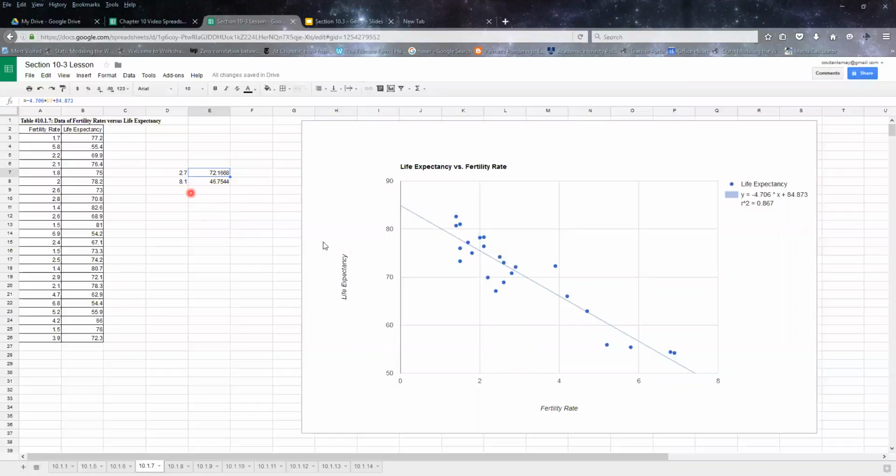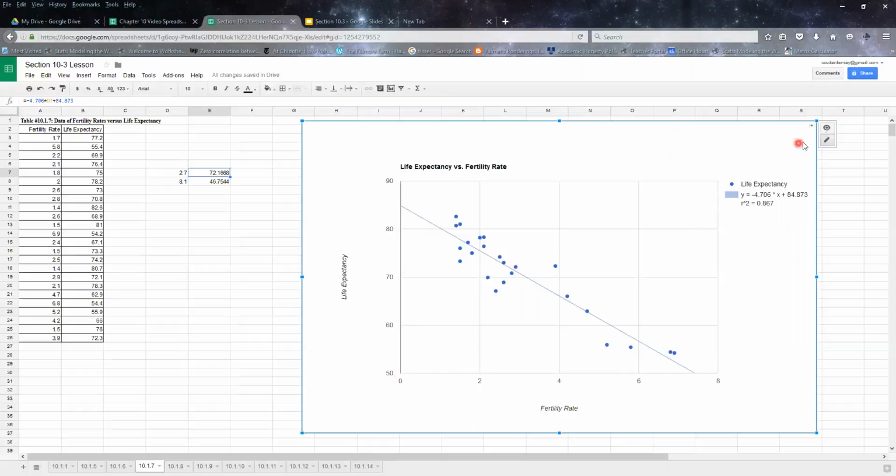Then it says for 8.1, so if a fertility rate of 8.1, that's telling me, oh, look at this. It's down off the graph. I was almost thinking, well, it'll be negative, but that's because my graph is stopping at 50 here.